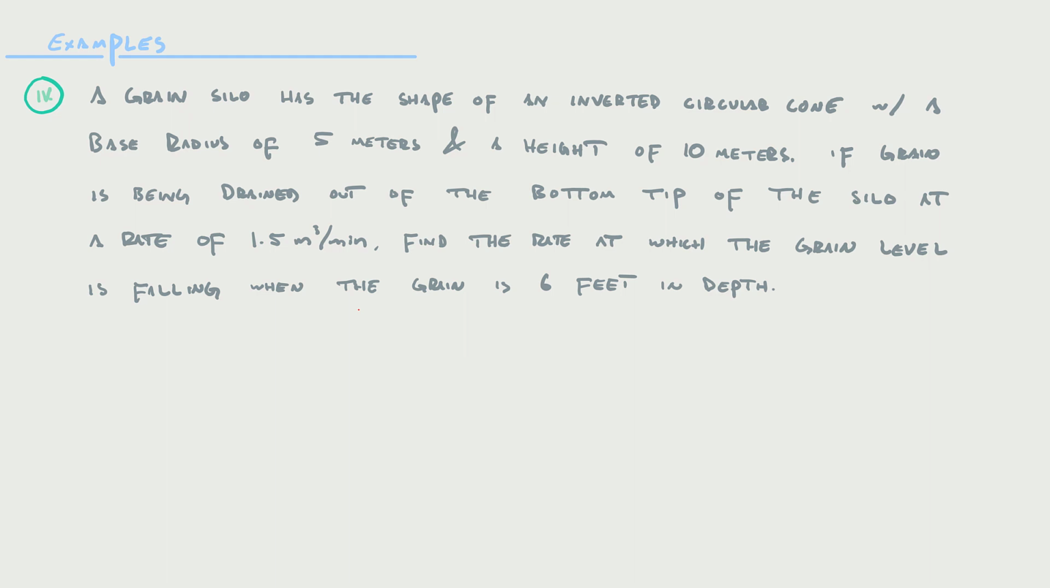So there's kind of a lot to take in here. First thing I did is I drew a picture. We know the base radius, which is actually the top radius since it's an inverted cone, is 5 meters, and we know this thing is 10 meters high. We also know there's grain in it that's being drained at a specific rate. By the way, I think it's important to point out that this is a volume that's changing. This is a dV dt sort of situation. We're losing some amount of cubic meters every single minute.